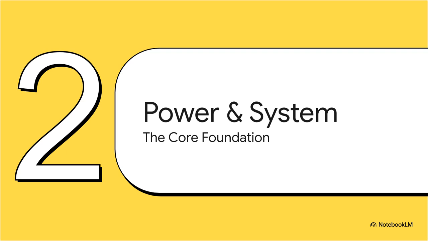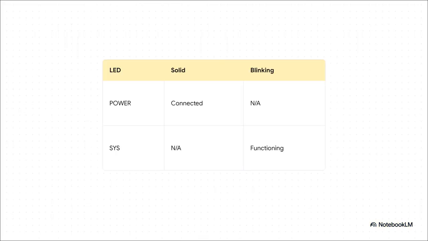Section 2. Confirming power and system. The core foundation. Okay, so the absolute first thing you need to check are these two baseline indicators. Your power light must be solid, and your SYS, or system light, should begin blinking shortly after the router powers up. That power LED is your most basic diagnostic tool. Solid light, your power supply is properly connected. It doesn't blink, it's just on or off. Right next to it is that SYS LED. Think of this as your router's internal heartbeat. A totally healthy Tenda N300 is always going to have a blinking SYS light, letting you know its internal processor is up and running correctly.